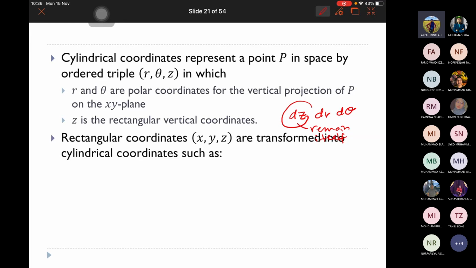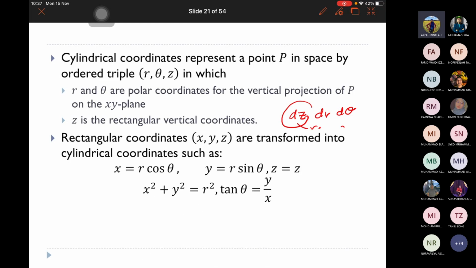So, rectangular coordinates x, y and z are transformed into cylindrical coordinates. So, kita akan transform daripada x, y, z ke dalam bentuk cylindrical coordinates such that x will be r cos theta, y will be r sin theta, z will remain itself equal to z. Yang ini daripada apa yang awak belajar dalam double integral.